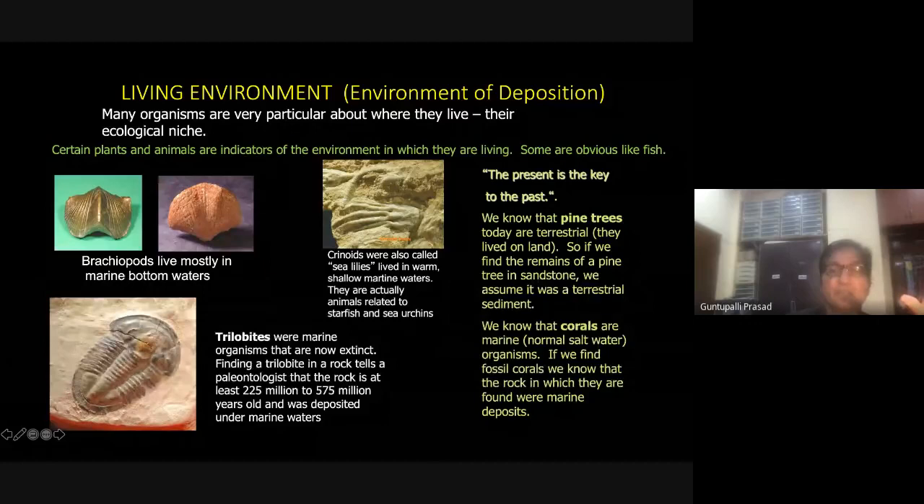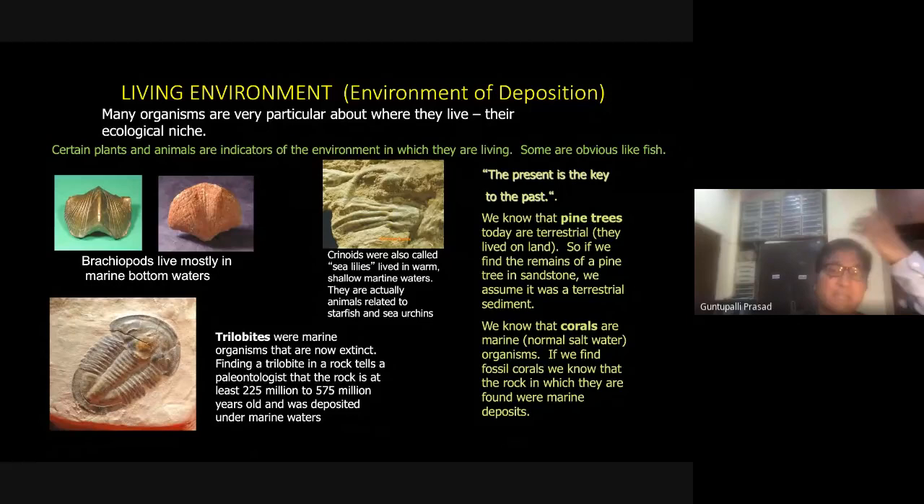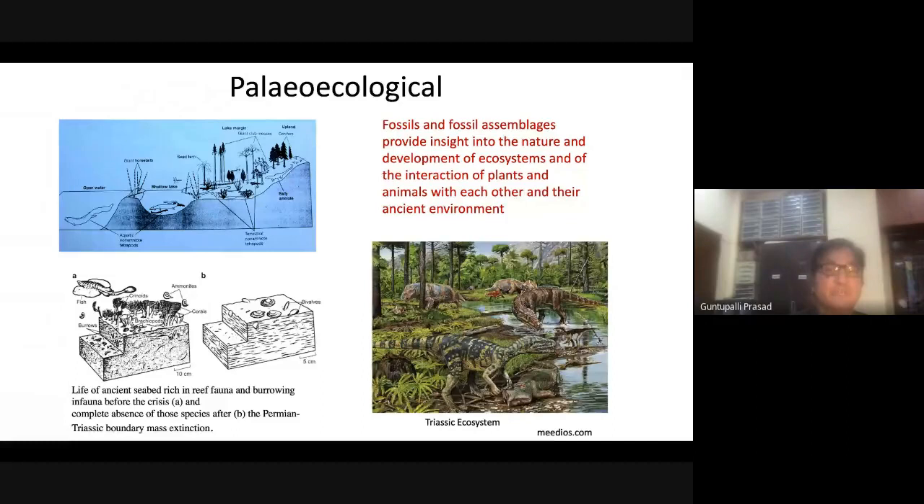But if you have a fossil dinosaur or a pine tree, that means it is a tetrapod. Also found in the marine environments, because only some bones, not the skeletons, were found. So these bones have been transported by river water and deposited in marine environments. So fossils play a very important role in understanding the environment of the aquatic body, whether it is marine, terrestrial, lacustrine, or a pond, etc.